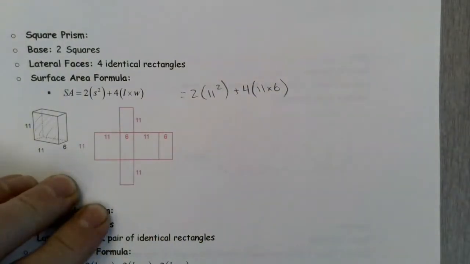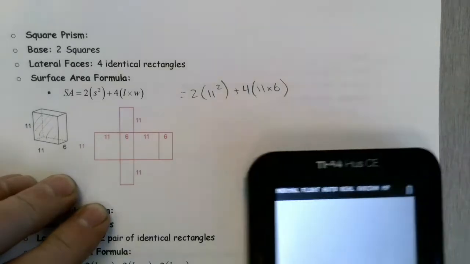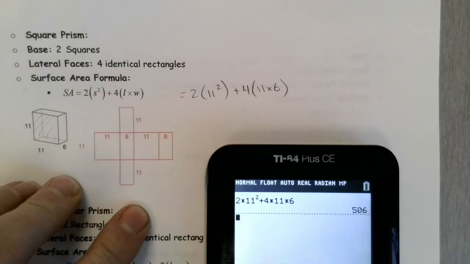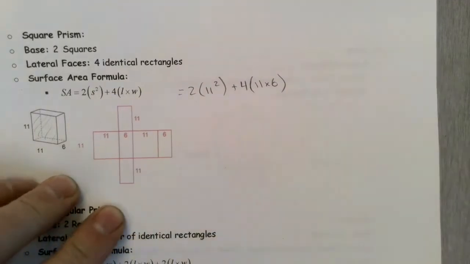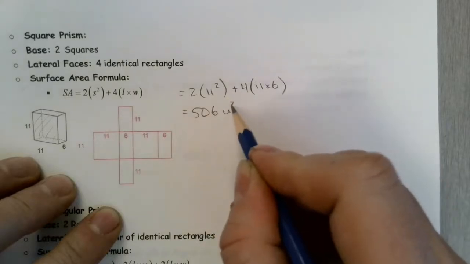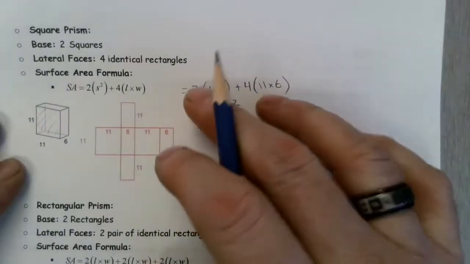So now we pull out the calculator here. 2 times 11 squared, plus 4 times 11 multiplied by 6. You can just barely see that, 506. So our surface area will be 506 units squared. So there's a square prism.